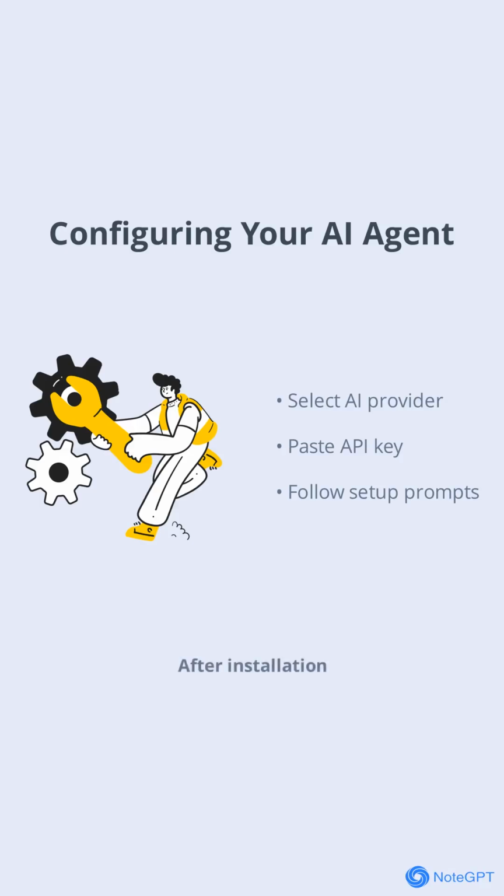After installation, you'll be prompted to configure your AI agent. This involves selecting your AI provider, either Anthropic or OpenAI, and pasting in your API key. The setup wizard will guide you through these steps, ensuring your agent is properly connected to the AI model. This configuration is crucial as it determines how your AI employee will process information and interact with you. Take your time to double-check your entries and make sure everything is accurate before moving forward.